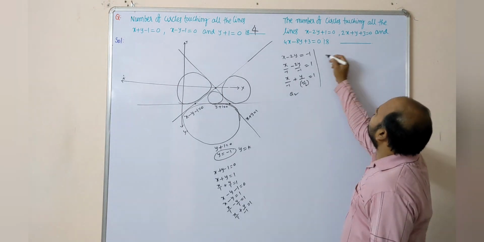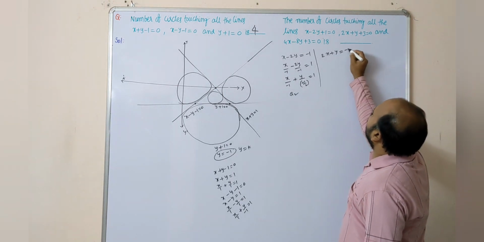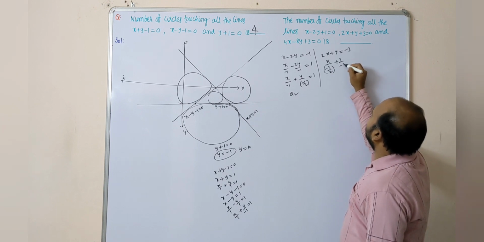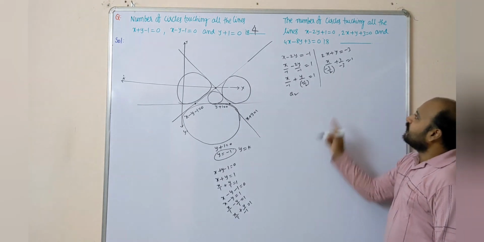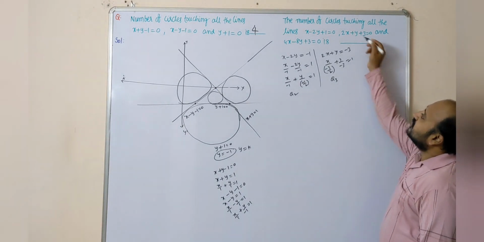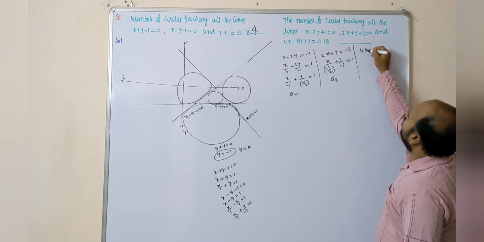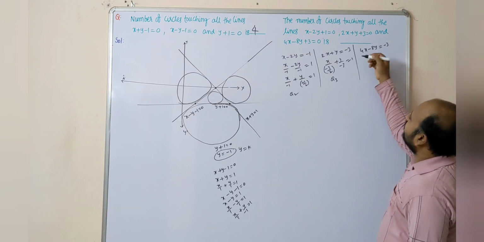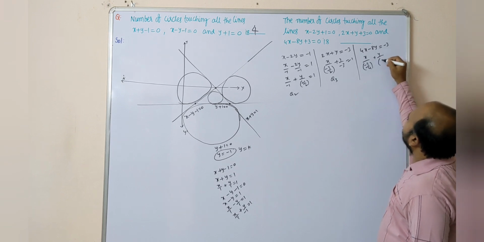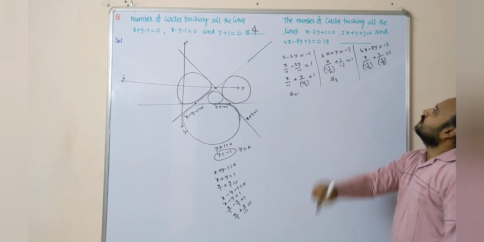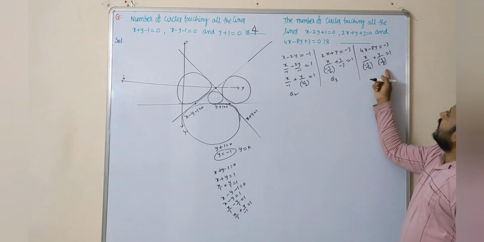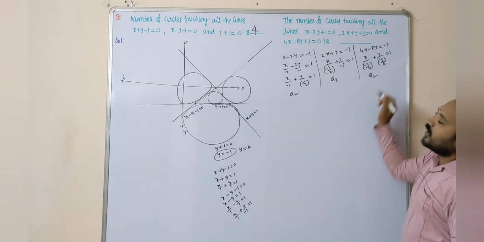Next, 2x plus y equal to minus 3, dividing by minus 3, x by minus 3 by 2 plus y by minus 3 equal to 1. Direct step I am writing. Both are negative intercepts, so it will be in quadrant 3. Come to the third one: 4x minus 8y equal to minus 3, dividing by minus 3, x by minus 3 by 4, minus minus cancel, y by 3 by 8. Again the x intercept is negative and the y intercept is positive, so again it is in quadrant 2.